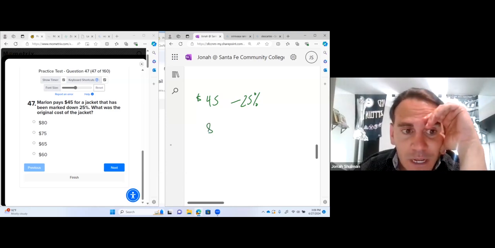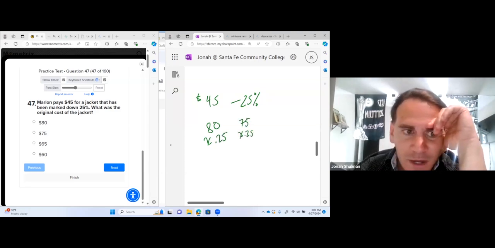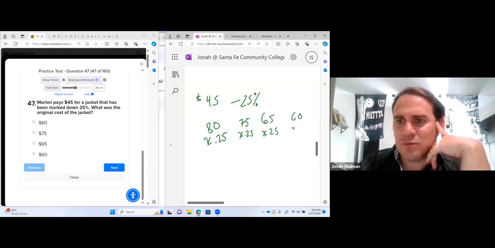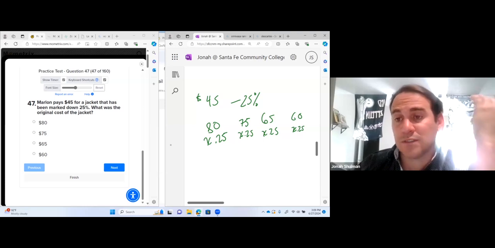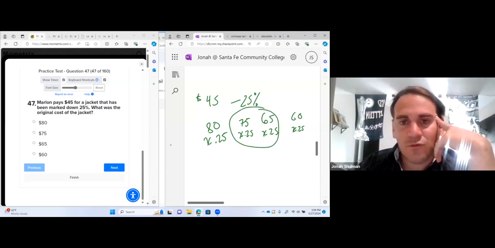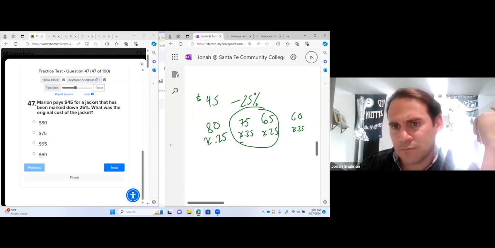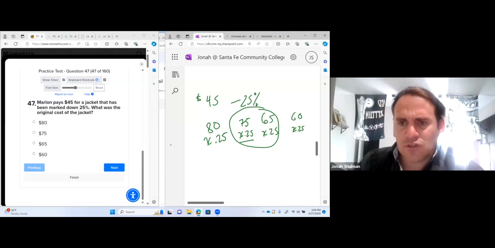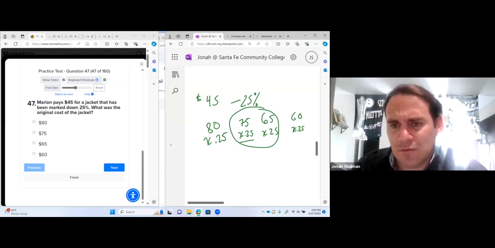If you want, we could do 80 times 0.25, 75 times 0.25, 65 times 0.25, and 60 times 0.25. If you're going to do this process of elimination, always start in the middle, because then you know if you have to go up or down. So you have to do them all. That's obviously a way you can do this problem. Just remember, you'd work this out by pretending like these aren't there. So let's just try 75. Let's say it was originally 75 bucks.